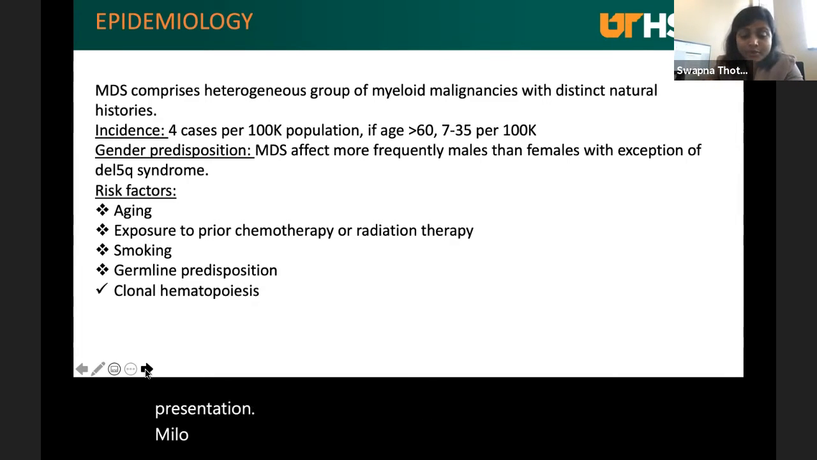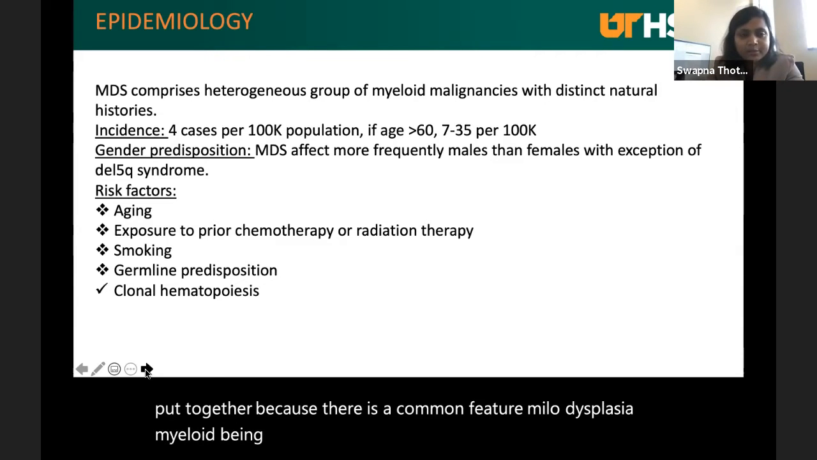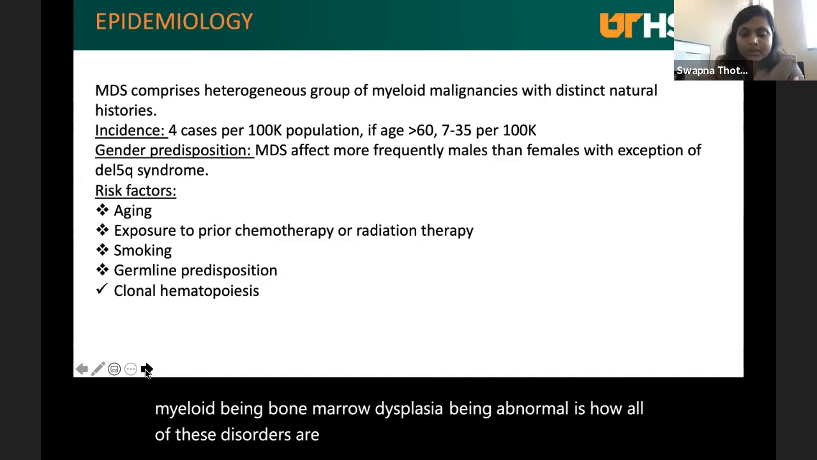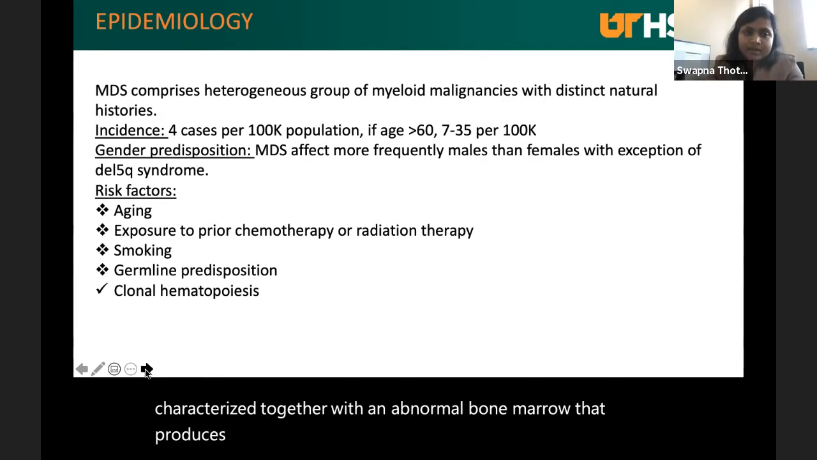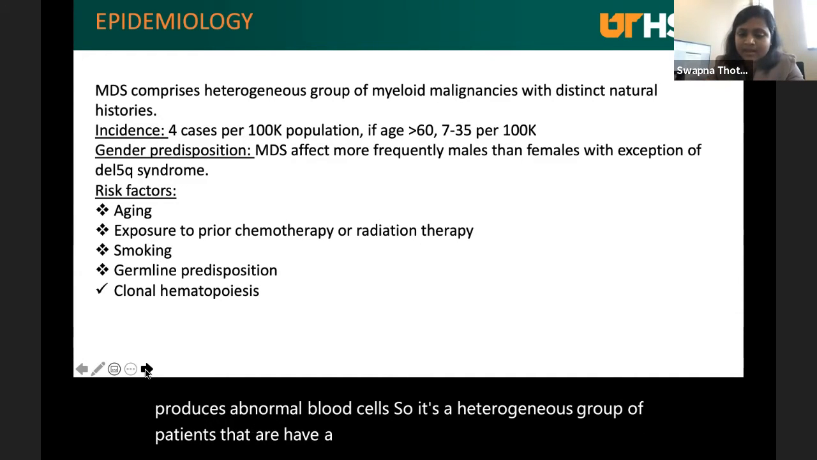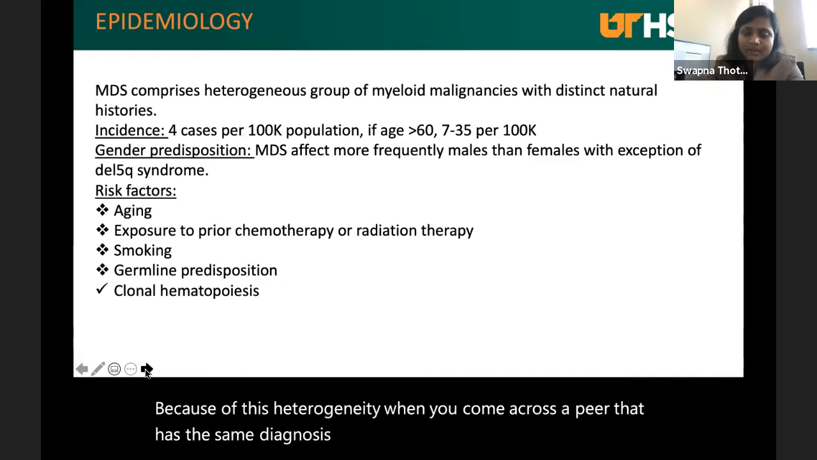Myelodysplastic syndromes. Syndromes is really a group of disorders put together because there is a common feature. Myelodysplasia, myeloid being bone marrow, dysplasia being abnormal, is how all of these disorders are put together. So all the patients are characterized together with an abnormal bone marrow that produces abnormal blood cells. So it's a heterogeneous group of patients that have a common diagnosis of MDS. Because of this heterogeneity, when you come across a peer that has the same diagnosis, their story could be entirely different from your story.